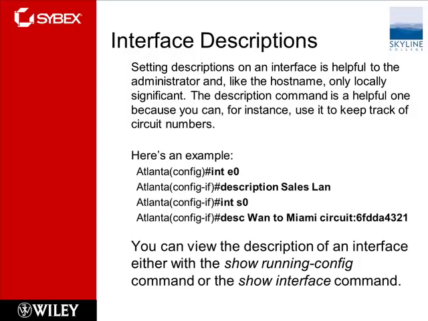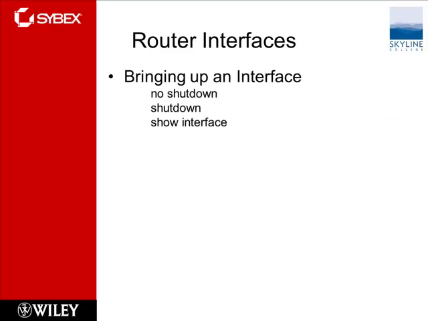You can view the description with the show running-config or the show interface commands. Bringing up an interface: no shutdown and shutdown. The default configuration of interfaces on a router is administratively down. Just like I said, to undo a command you put no in front of it, so if you want to turn it on, you use the no shutdown command.